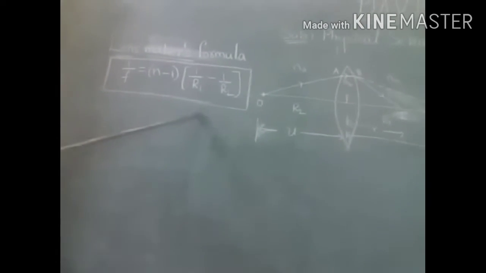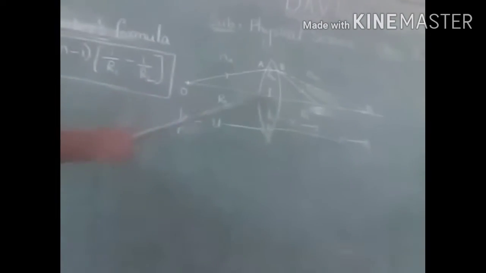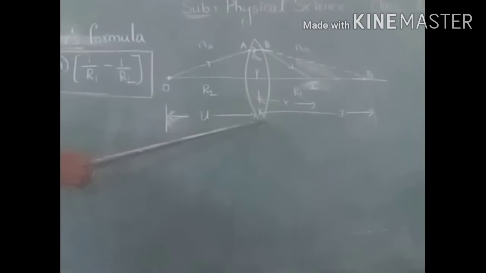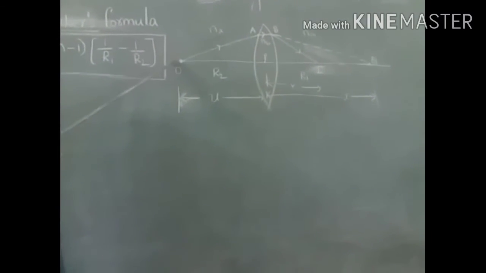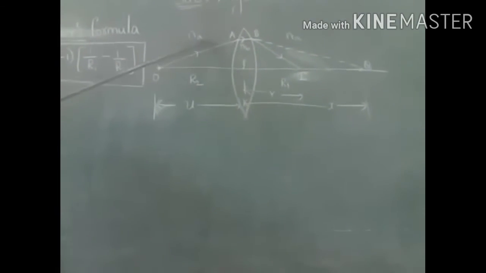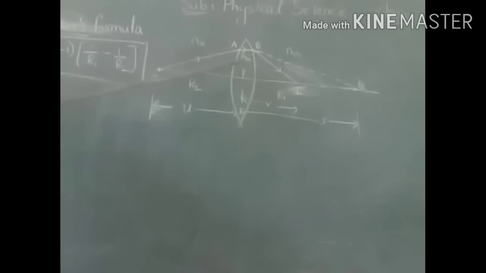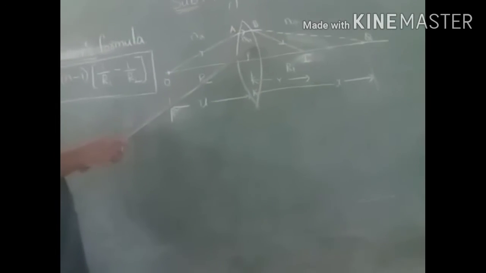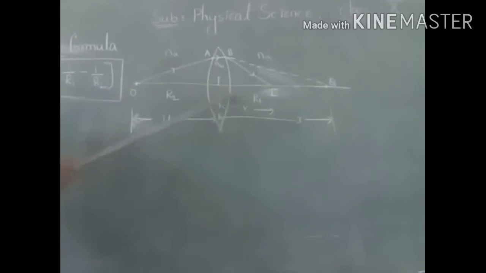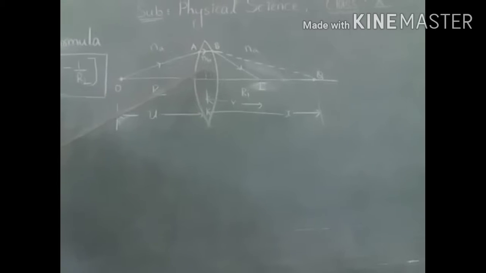So for that, let us consider a convex lens. This is the convex lens, and this line OPQ is the principal axis of the convex lens. NB is the refractive index of the lens and NA is the refractive index of the outside medium.